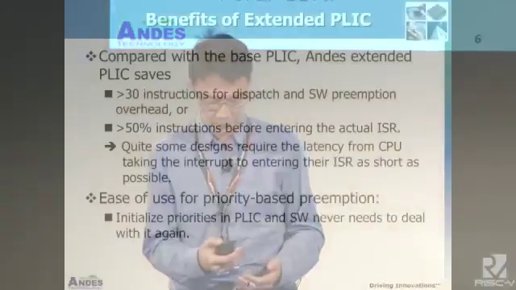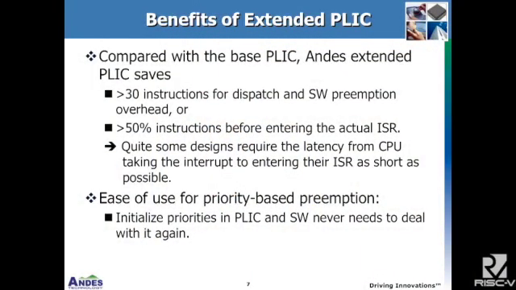Another question is that if we go to RV64 systems, then the table size will be doubled. To reduce that, we decided to keep it the same as the RV32 system, and we just store the lower 32-bit address and use the upper 32-bit address from the MTVAL CSR. So you can still reach a 4 GB address range. With those two extended PLIC features, compared with the base PLIC, we actually save more than 30 instructions for dispatch and the software preemption overhead.